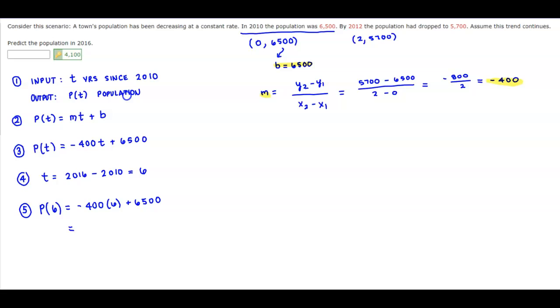So negative 400 times 6 is negative 2,400 plus 6,500. And when we subtract, we get the value of 4,100. So therefore, the population in 2016 is going to be 4,100.